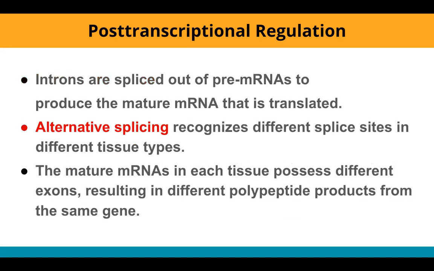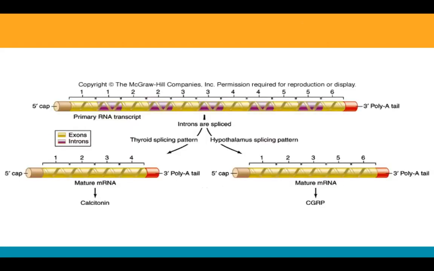Now, introns are spliced out of pre-mRNA to produce mature mRNA that is translated, and alternative splicing recognizes different splice sites in different tissue types. So the mature mRNAs in each tissue possess different exons, resulting in different polypeptide products from the same gene. This alternative splicing causes variation of the gene product from the same gene.